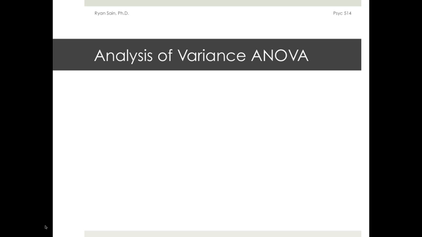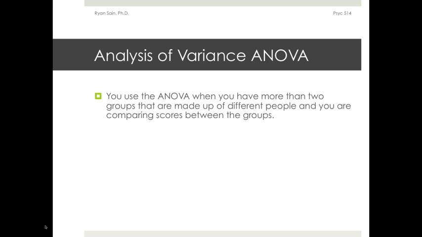All right, ANOVA simply means analysis of variance. It's basically an acronym. So we're going to use ANOVA when we have more than 2 groups made up of different people, and you're comparing scores between those groups. So we have the independent groups here. There are other types of ANOVAs that we can use when it's the same people, like a repeated measures ANOVA, just like the repeated measures t-test, or the dependent samples t-test, but we're just going to cover this basic ANOVA and a factorial ANOVA.